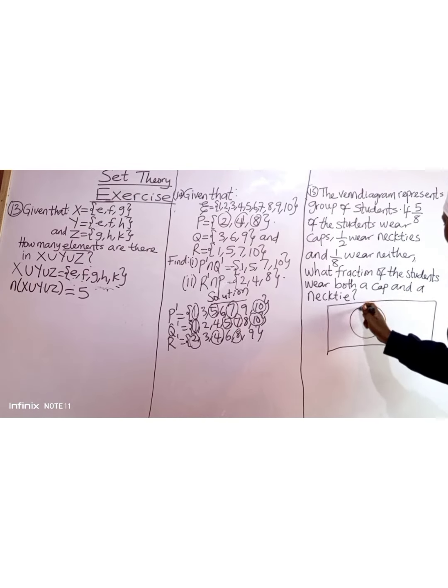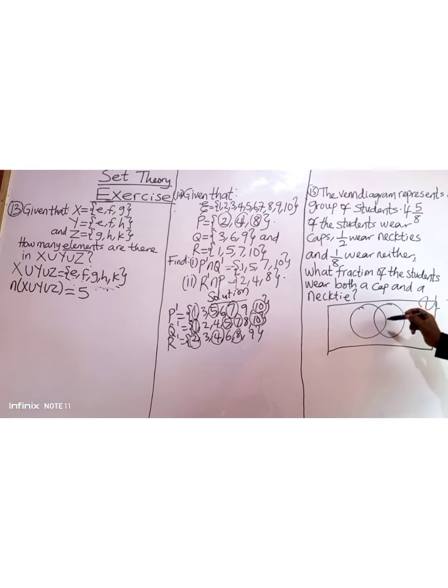Use the Venn diagram. So here will be the universal set. Now, let's talk of their intersection. So let's use C to represent those that wear caps, and let's use N to represent those that wear neckties. Now here will be those that wear neckties, everything here. So those that wear neckties and cap, let's use X to represent that one. So to find those that wear caps only, it will be 5/8 minus X.